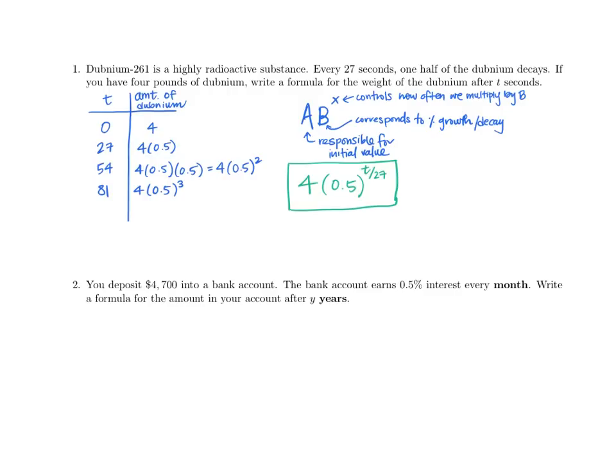Let's take a look at the second problem and approach it in much the same way. This time we're depositing $4,700 into a bank account. And the bank account earns 0.5% interest every month. Write a formula for the amount in your account after Y years. And already we're seeing that there are bold-faced words here, calling out that even though interest is accrued monthly, we need to be writing our ultimate formula in terms of years.